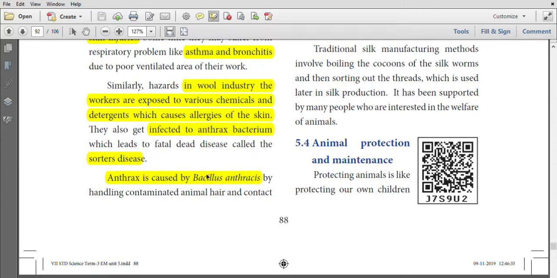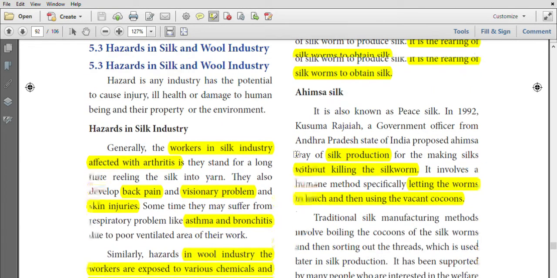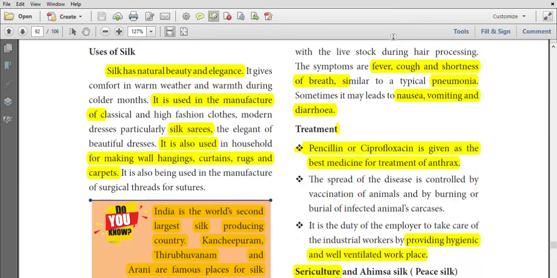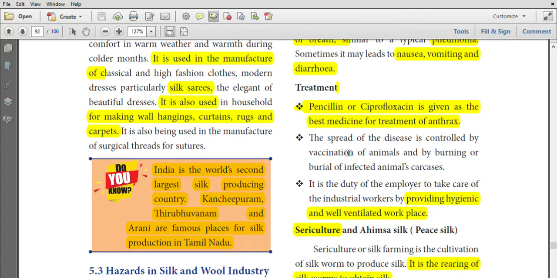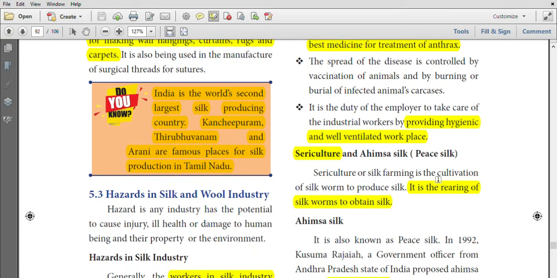Anthrax is caused by Bacillus anthracis. It causes fever, cough, shortness of breath and pneumonia, nausea, vomiting and diarrhea. Anthrax can be treated with penicillin and ciprofloxacin. Penicillin or ciprofloxacin is given as the best medicine for treatment of anthrax. Also, we should provide a hygienic and well-ventilated workplace to the workers.